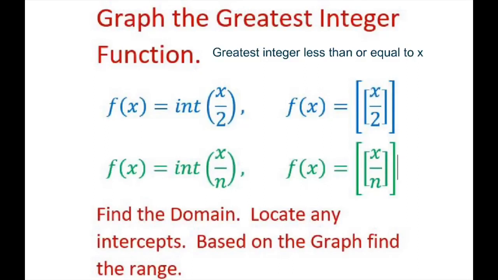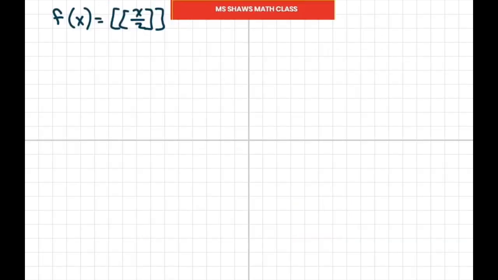Hi everyone. We're going to graph this greatest integer function of x over 2. These are two different ways to write it. And then we're going to discuss the general way to write something like that. We're also supposed to find the domain, locate any intercepts, and find the range based off the graph. So here it is. Now I want you to make sure you already looked at the parent function.